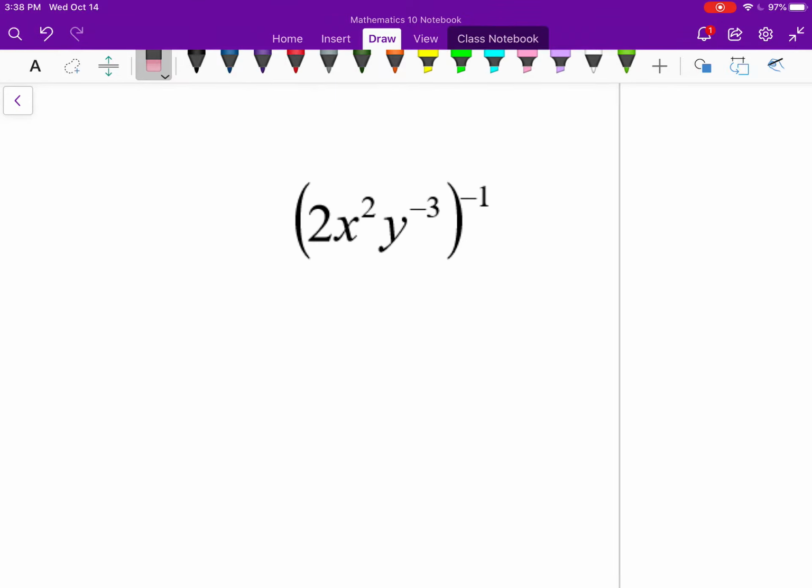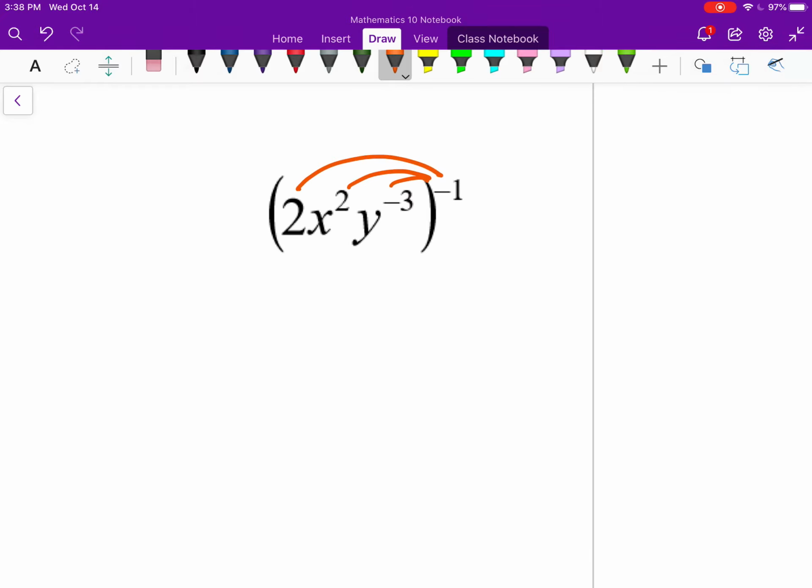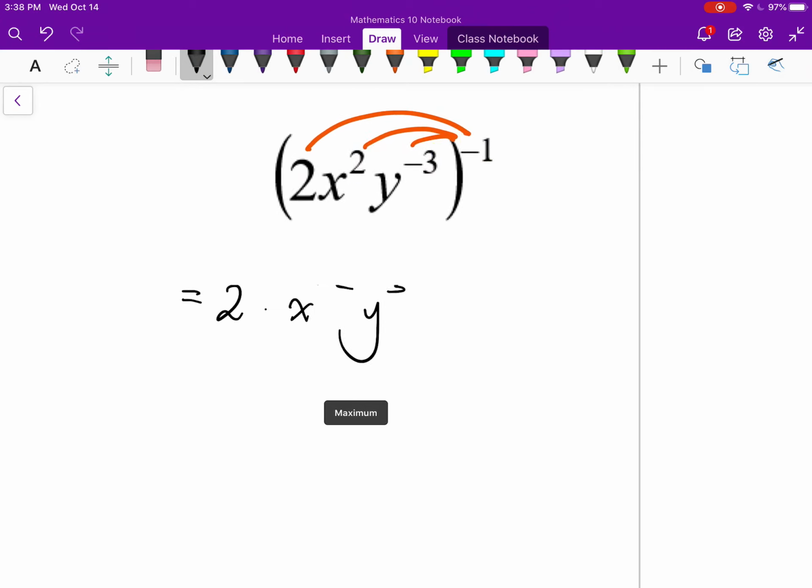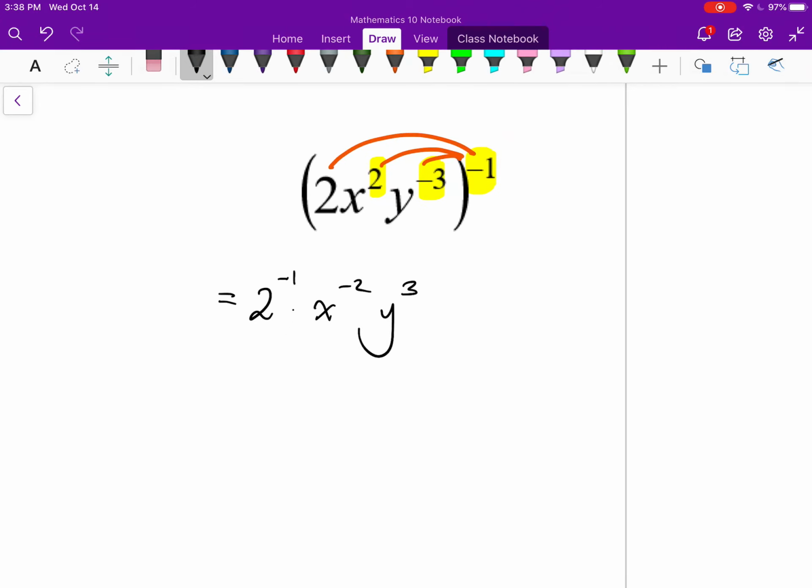A few ways of approaching it, but what I would do is I would literally show all my factors, 2x squared and y to the negative 3, all being raised to the negative 1. Quite often students will forget about the 2 right there. That's it. 2 to the negative 1 is 2 to the negative 1 times x squared to the negative 1 is x to the negative 2. Again, you multiply your exponents. And y to the negative 3 to the power of negative 1, multiply your exponents, is y to the positive 3.